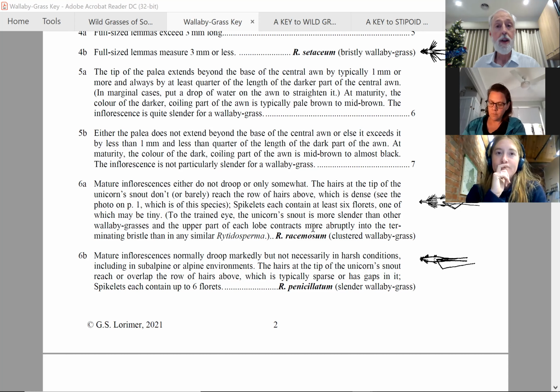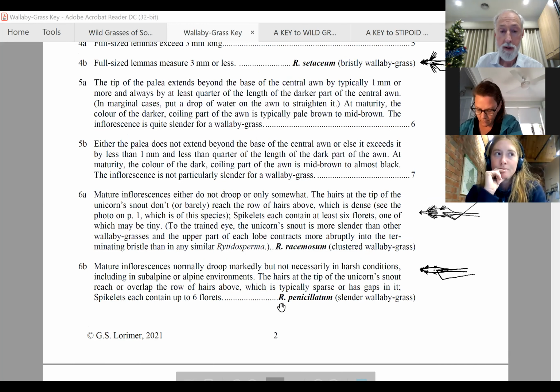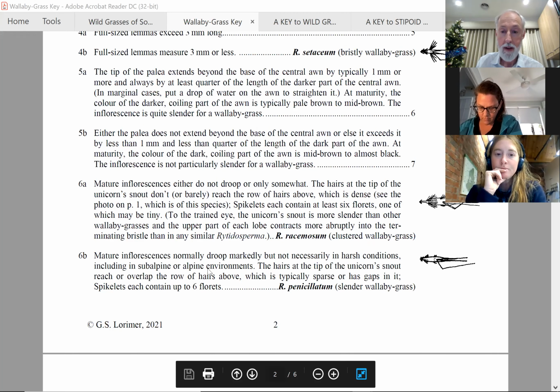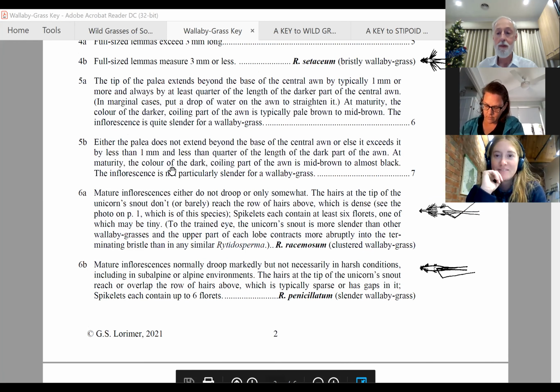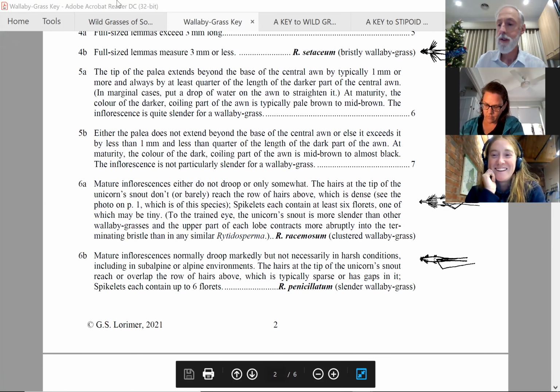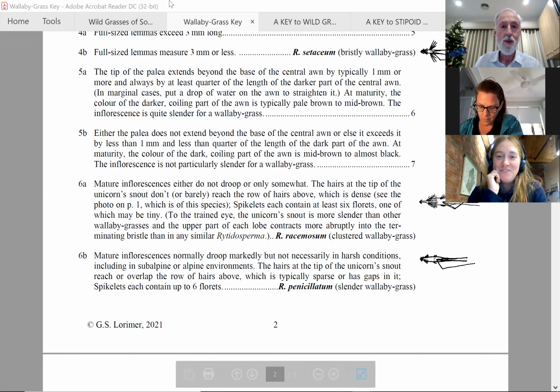Okay, so we have identified a wallaby grass, and checking the time, if I get rid of that, I see that it's 3:45. Crikey, I'm really going to have to get going. Why did it take so much longer today, this afternoon than this morning?